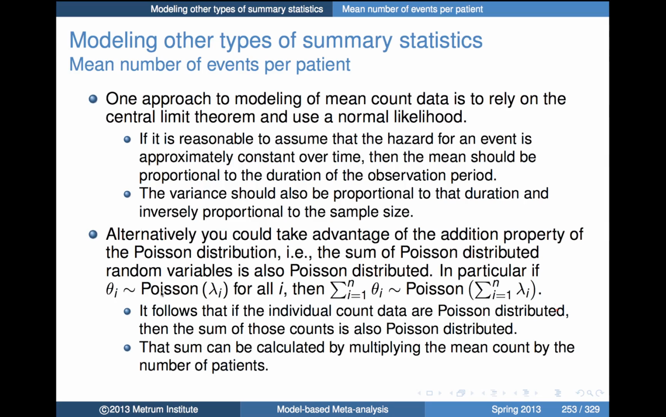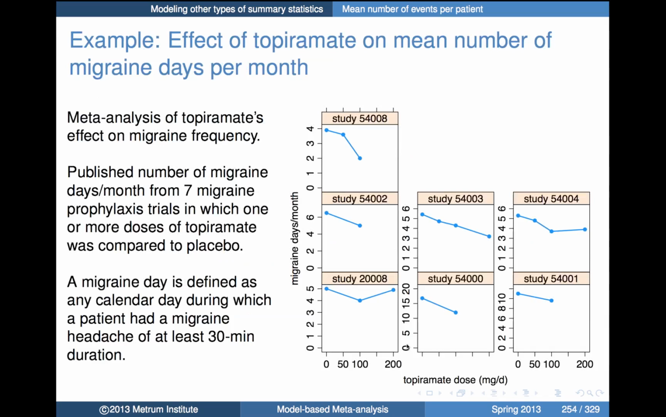So again, that follows from that if the individual count data are Poisson distributed, then the sum of those counts would also be Poisson distributed. And you could calculate that sum from the mean by just multiplying the mean count by the number of patients. Now, I'm actually being a little bit sloppy in that statement. I was about to say that isn't quite true if the observation times are different. Actually, it's still true if the observation times are different. The problem is how you would interpret the lambda i's. Anyway, we won't go too far into that.